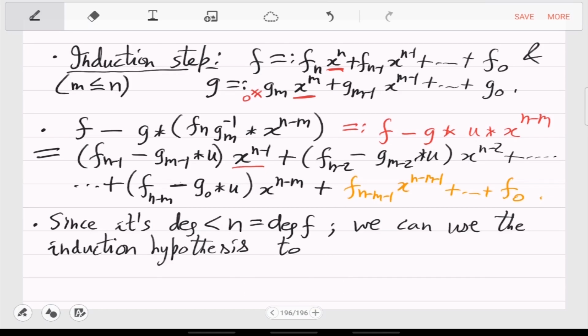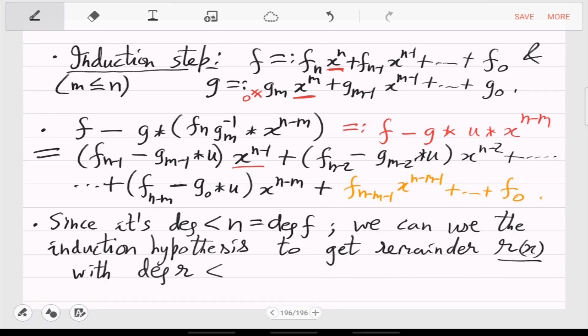Well, so what will the induction hypothesis give you? What was G supposed to do? It was supposed to keep dividing, all these long division steps, and in the end give you a remainder whose property should be that its degree is less than the degree of G, right? So we can use the induction hypothesis to get a remainder R with degree less than degree of g, which was set to be m.